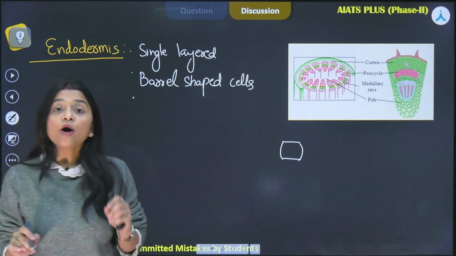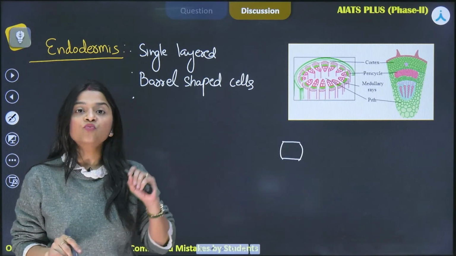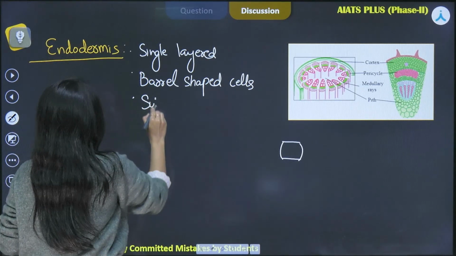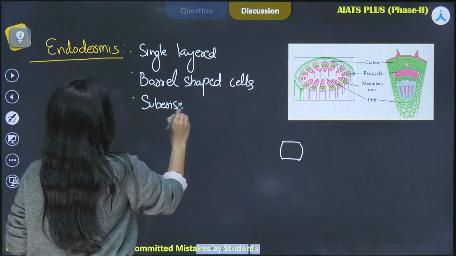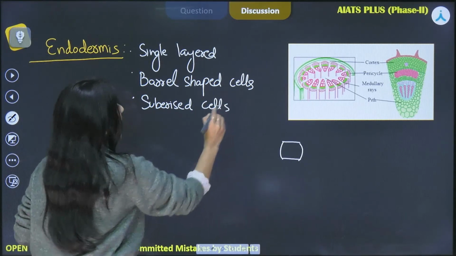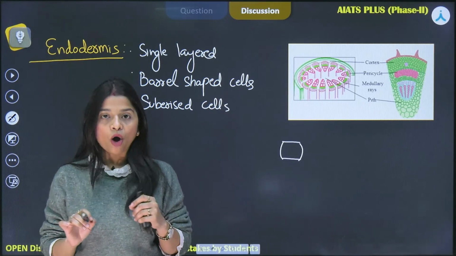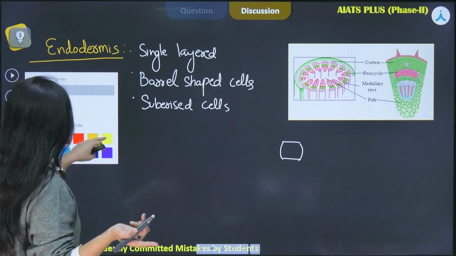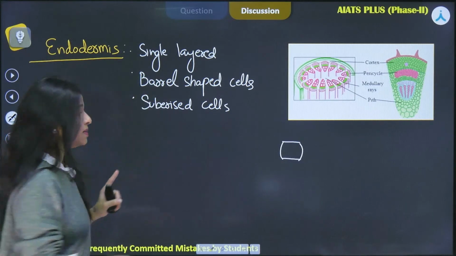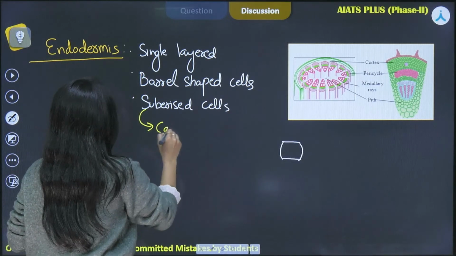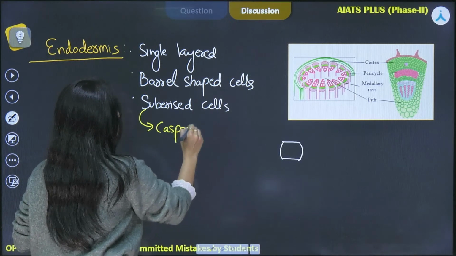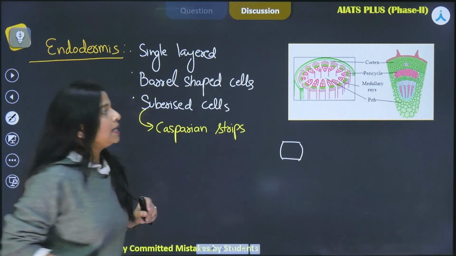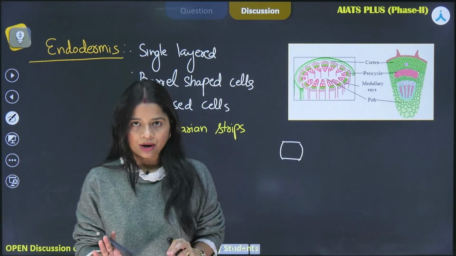They have the deposition of suberin. Suberin is a water impermeable substance. So, they are suberized cells, and the suberin deposition is in the form of strips that are called the Casparian strips. Casparian strips is another term related to endodermis that you have to keep in mind. This is very important. Casparian strips. Now, this is the innermost layer of the cortex.